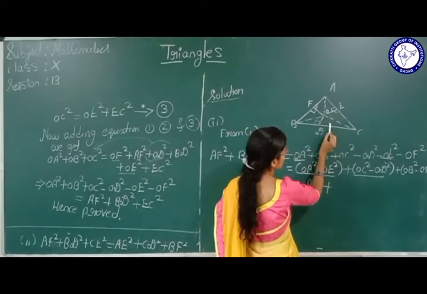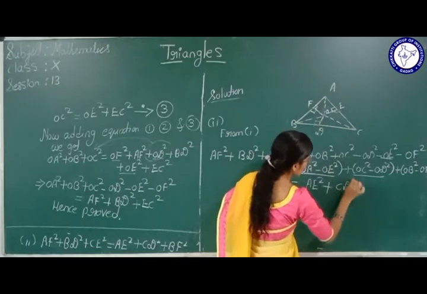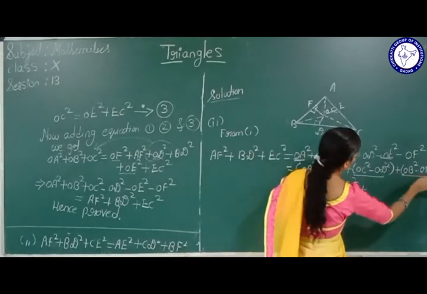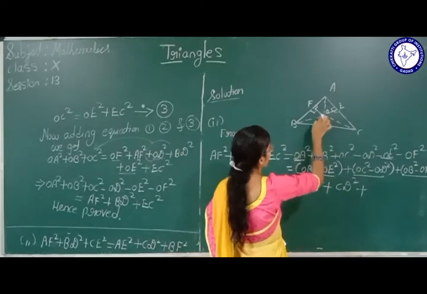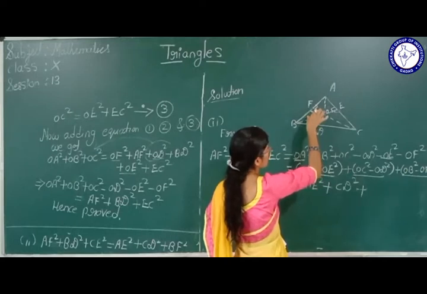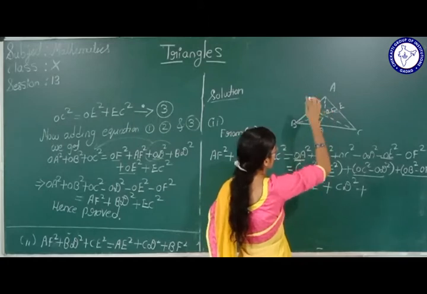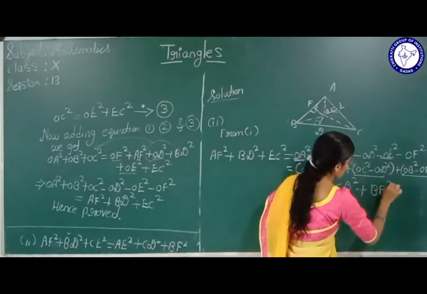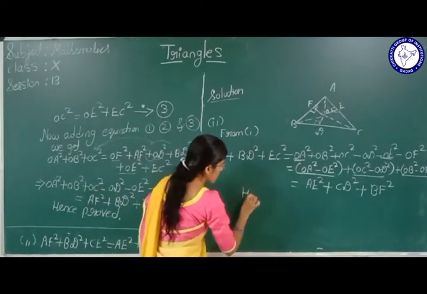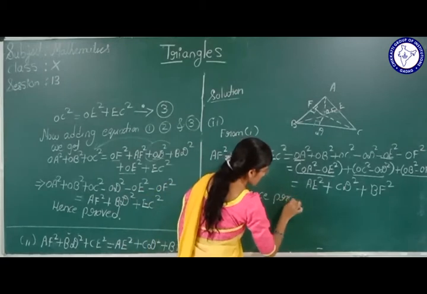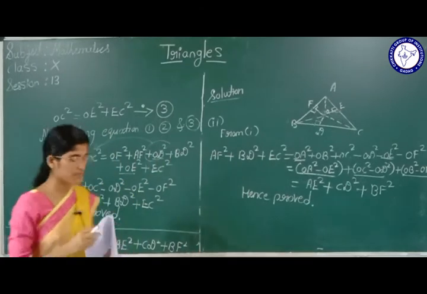If you apply Pythagoras theorem, you will come to know that OC square minus OD square is CD square. Plus what about OB square minus OF square? OB and OF will belong to this triangle. If you apply Pythagoras theorem, OB square minus OF square is nothing but BF square. Now see here, this only we want to prove, right? Hence proved. Okay, we will see now the next question.